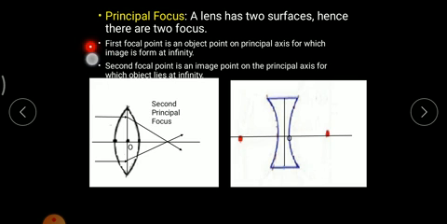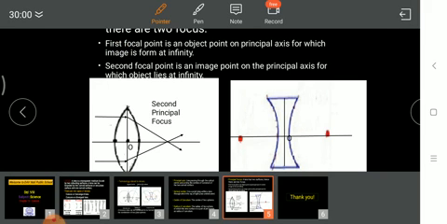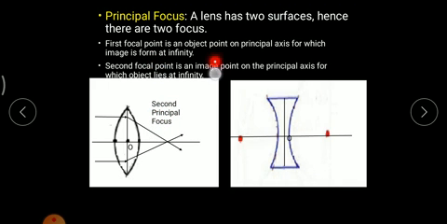The first point is an object point. Always remember, the first point is an object point on the principal axis for which the image is always formed at infinity. Whenever you take an object point on the principal axis, that point is an object point. As you can see, this is a principal axis. The point on the principal axis, that point is the first focus of the principal point. That is an object point. And the second focal point is always an image point on the principal axis. As you can see, this point is an image point.